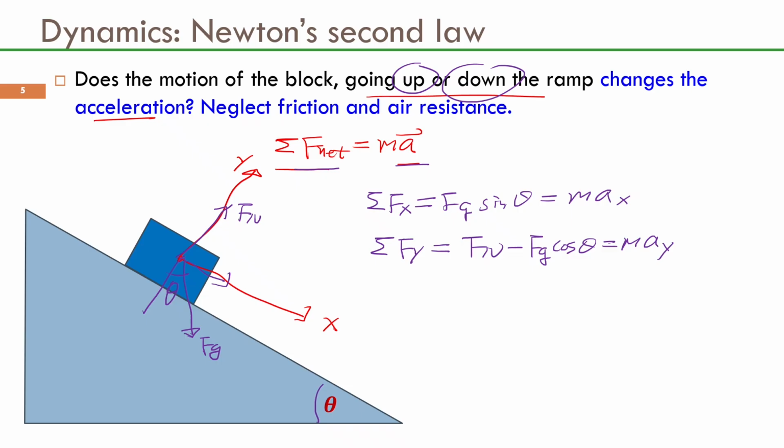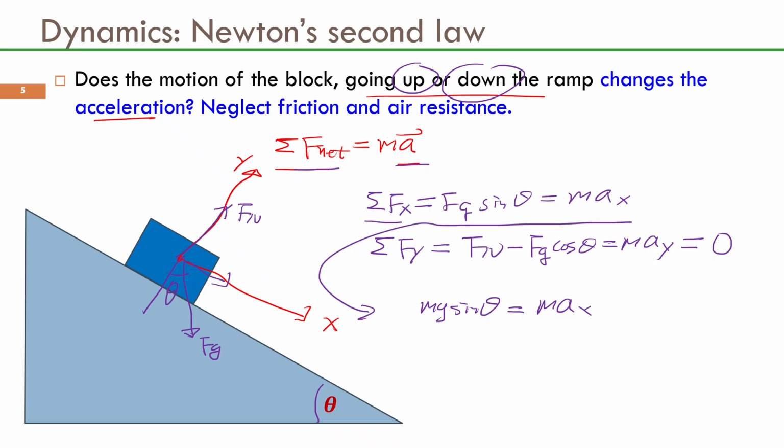We know the block is going to move up and down. It's not going to move along the y direction. So along the y direction, the net external force is 0. And in the x direction, if we look at this equation here, we basically know mg sine theta, which is my net external force along the x direction, equals mass times acceleration. So my acceleration would not change, which is always g sine theta. So the acceleration would not change whether the block is going up or going down.